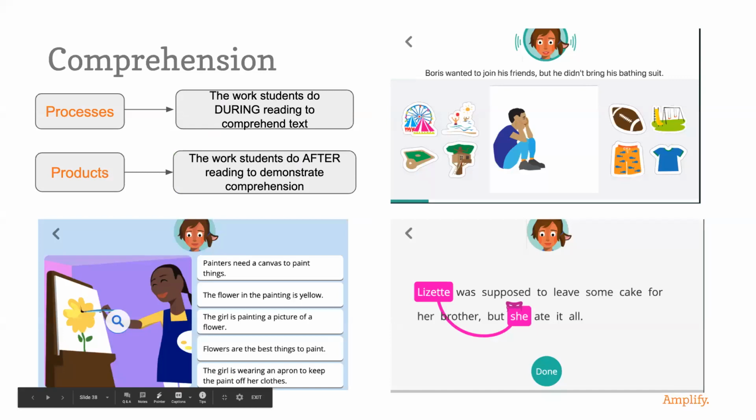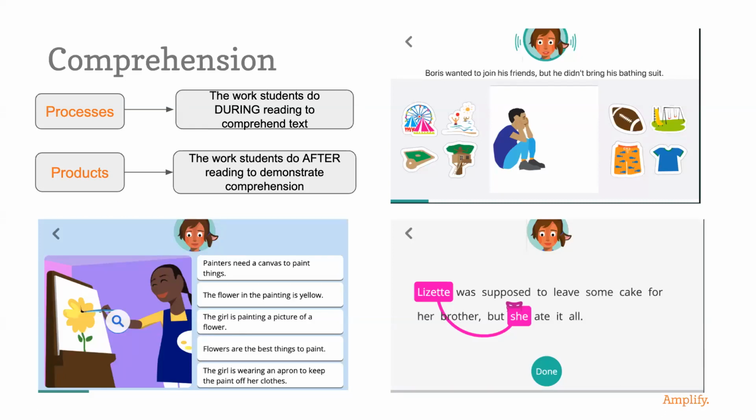Okay, moving on to comprehension, which is one of my favorite ones. So comprehension instruction, there are two pieces of it. One piece is what you typically think of, which are the products of comprehension. So these are things like identifying what the main idea is in the story, comparing one text with another text. This is the work that students do after they have completed reading in order to demonstrate their comprehension. The other piece of comprehension is comprehension processes. And this is the work that students actually do during the text in order to comprehend that text.